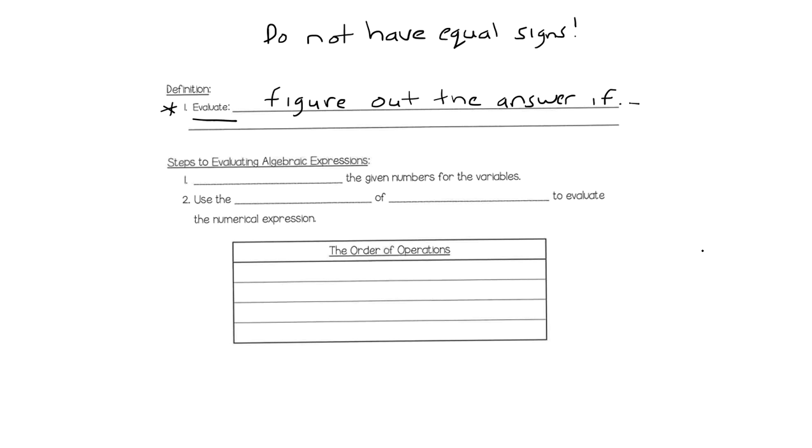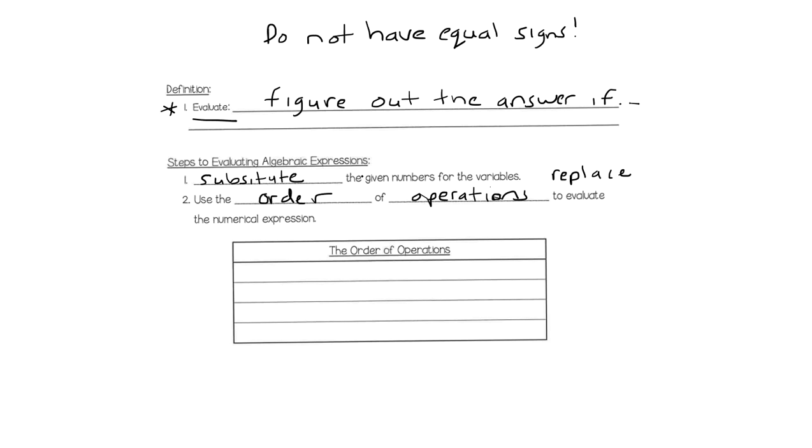The steps to evaluating algebraic expressions are, number one, we are going to substitute the given numbers for the variables. Another word that you could use instead of substitute is replace. Number two, we are going to use the order of operations to evaluate the numerical expression that we're left with.